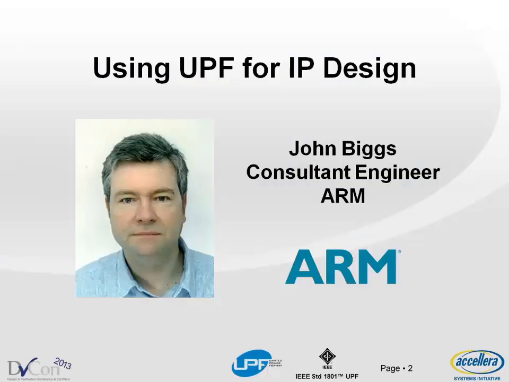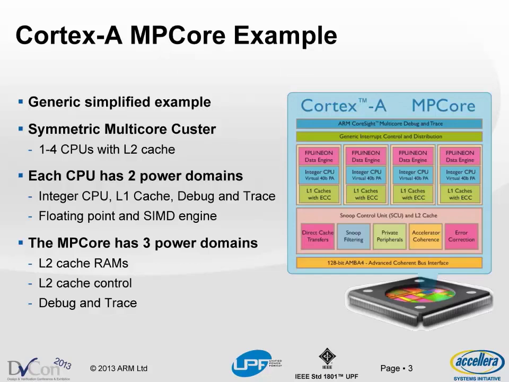I thought I'd add some detail to what Cheese and Eric have been talking about earlier, and we'd go through an example of using UPF for IP design. Because a real-world example might be a little bit complicated, I've made a Cortex-A series MP core example. It's a generic, simplified example that is representative of modern ARM processors such as the Cortex-A7 and Cortex-A15.